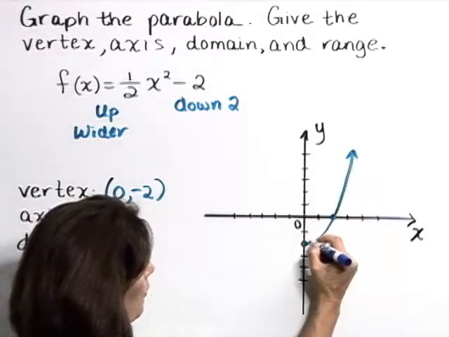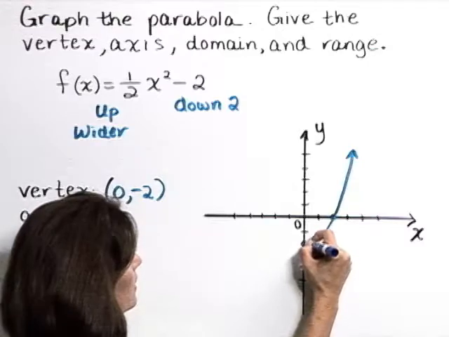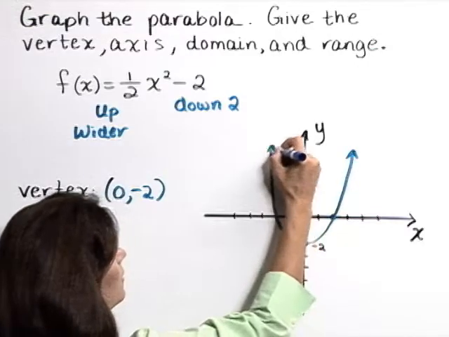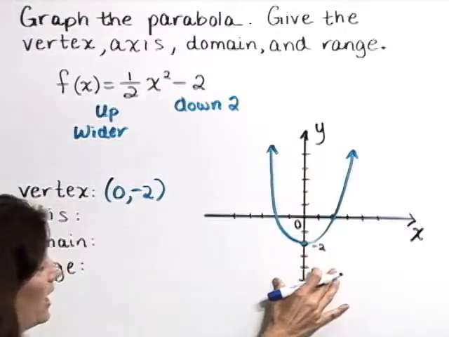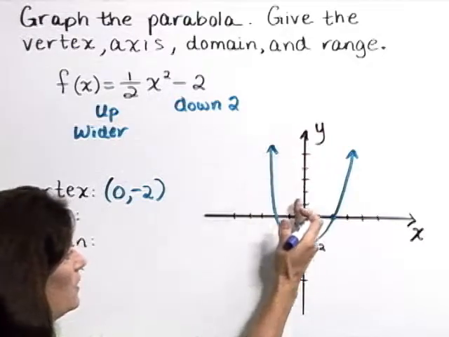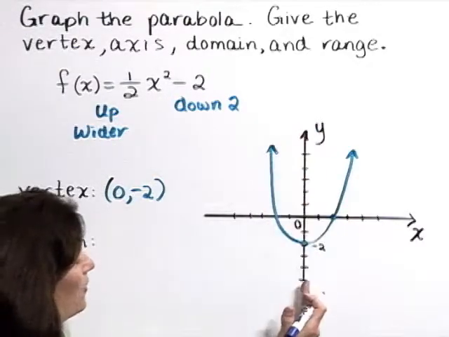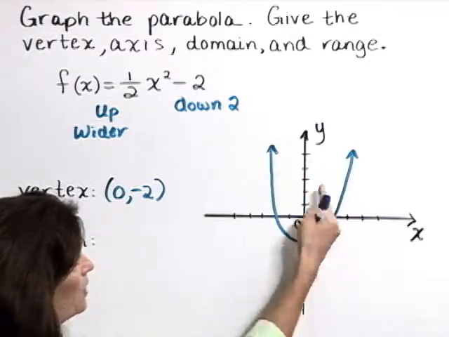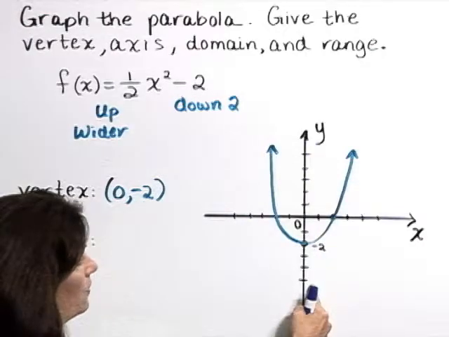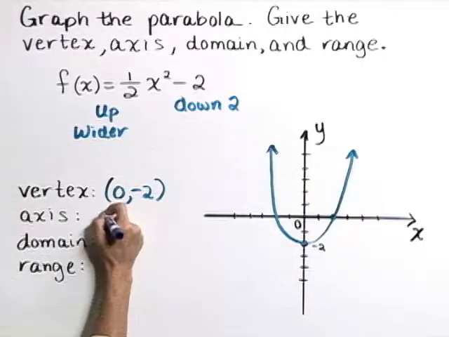Let's go ahead and draw our parabola, noticing that it is symmetrical. It's going to look the same on the left and the right of this center line, which we call the axis of the parabola. And the equation of this axis is x equals 0.